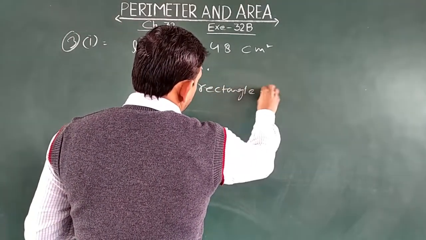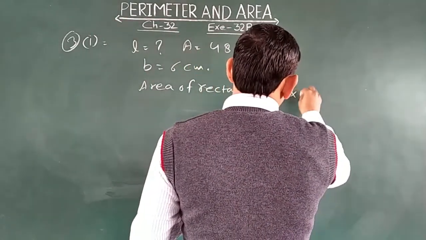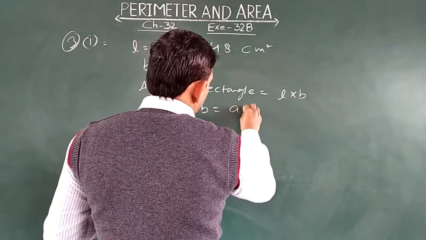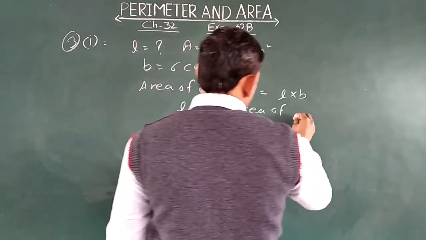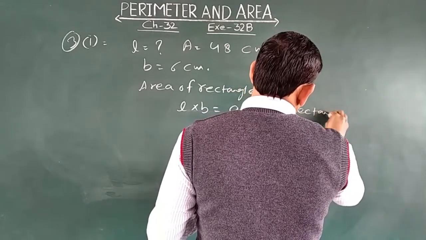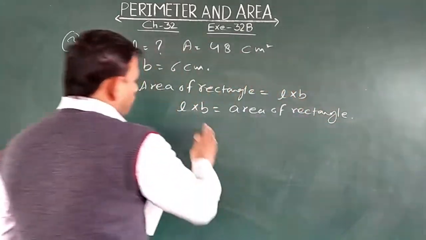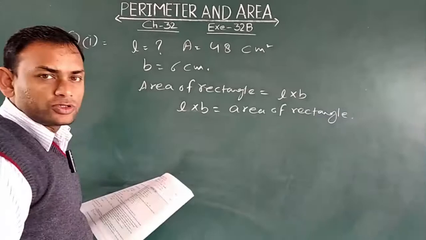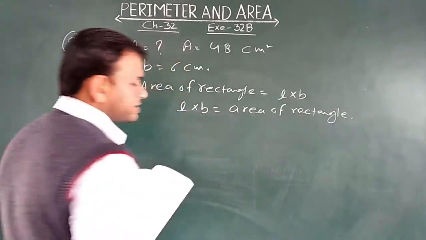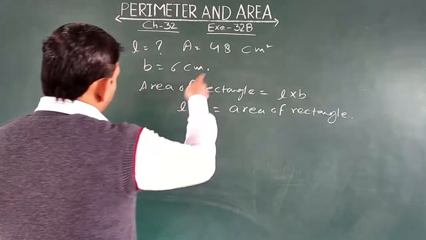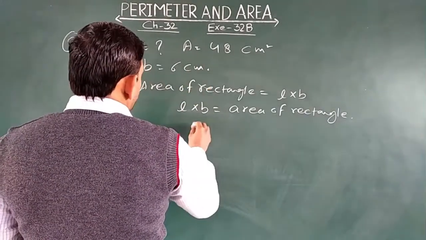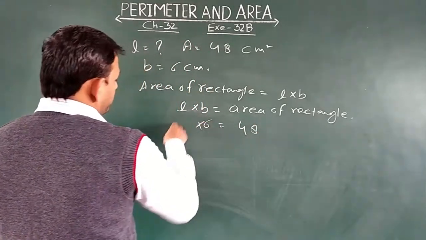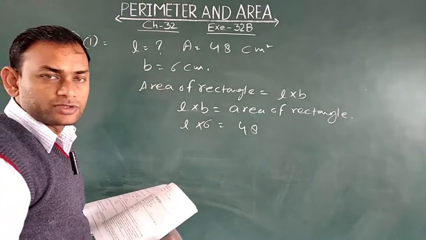It's very easy. As you know, the area of a rectangle is equal to L into B, or you may write L into B is equal to the area of the rectangle. It depends on what we have to find out in the question. We have to find the length of the rectangle, so that's why we have written L into B is equal to area of rectangle. Now we will put the values. A is given as 48, B is given as 6, and L we have to find out, so L will remain as it is.